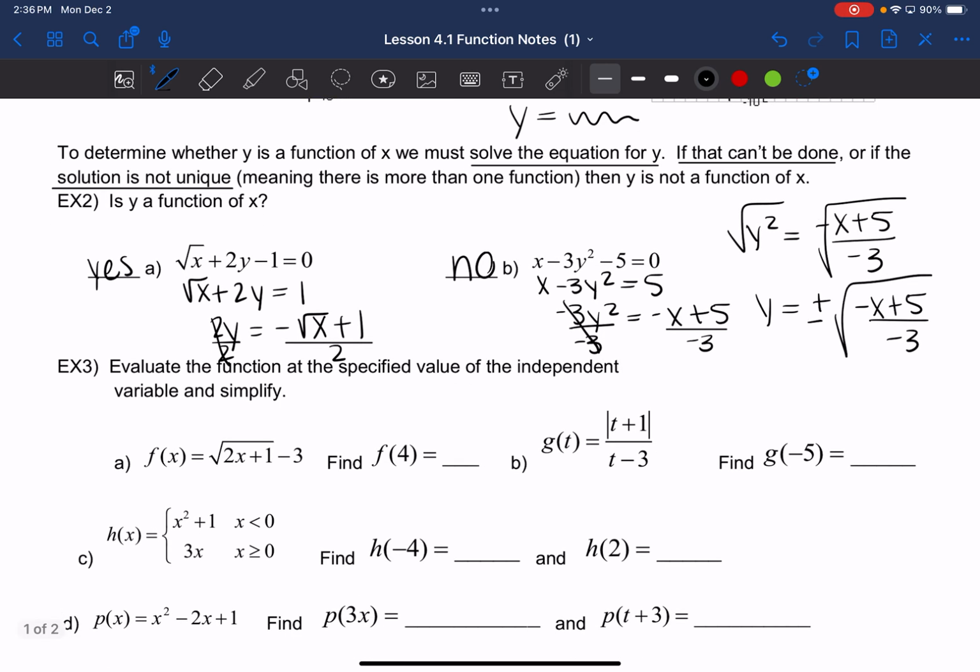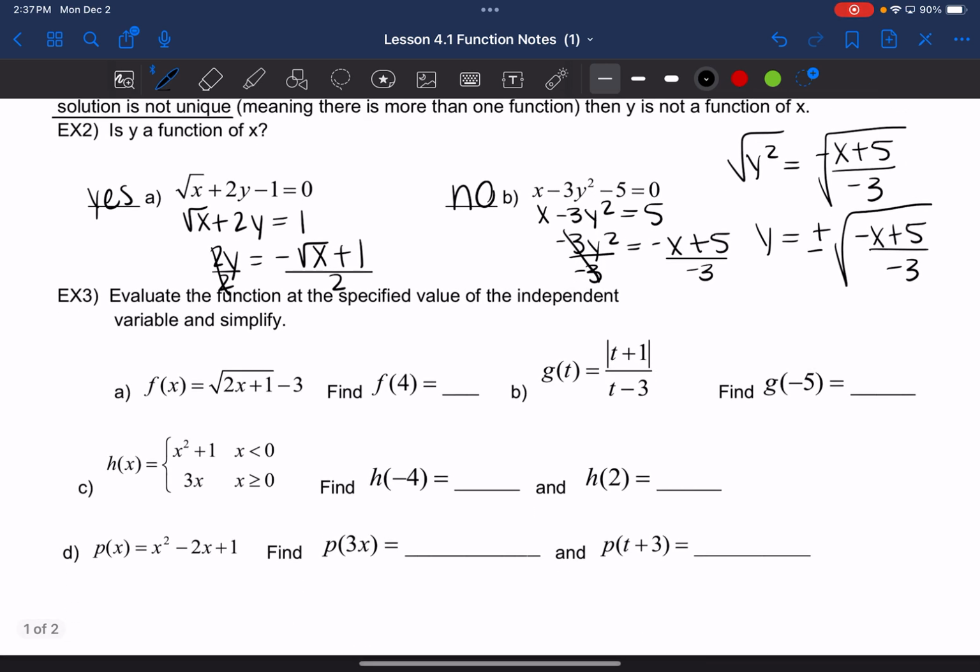Okay, something else I wanted us to refresh ourselves on was this section where example number 3 is. It says to evaluate this function at the specified value of the independent variable and simplify. Well, what's an independent variable, x or y? X.